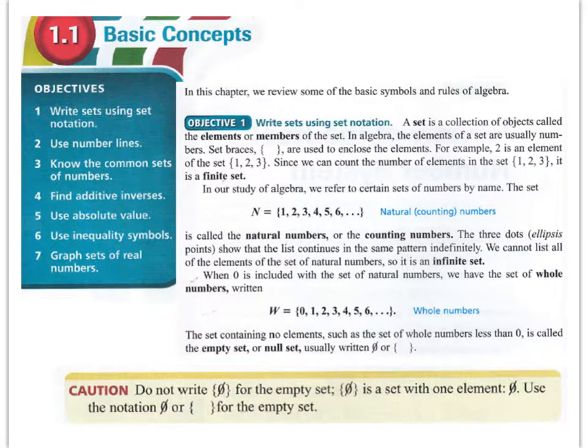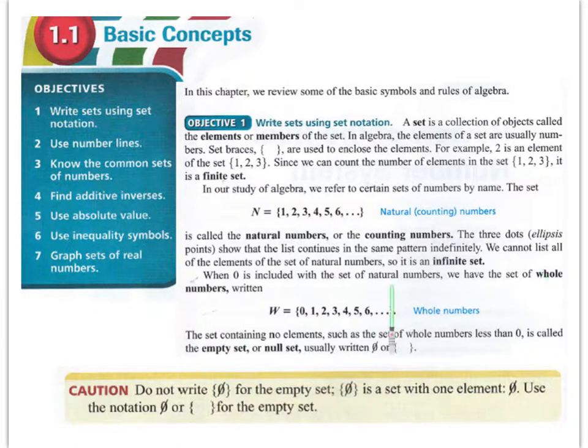It's not infinite. Natural numbers is kind of the first set of numbers that children learn, starting with 1, going to 2, 3, 4, 5, 6, and so on. They do go on forever, so that is not a finite set. The 3 dots here, they're called ellipsis points, show that it continues indefinitely. So that's an infinite set. Counting numbers, natural numbers, it's the same thing, just different ways of saying the same thing.